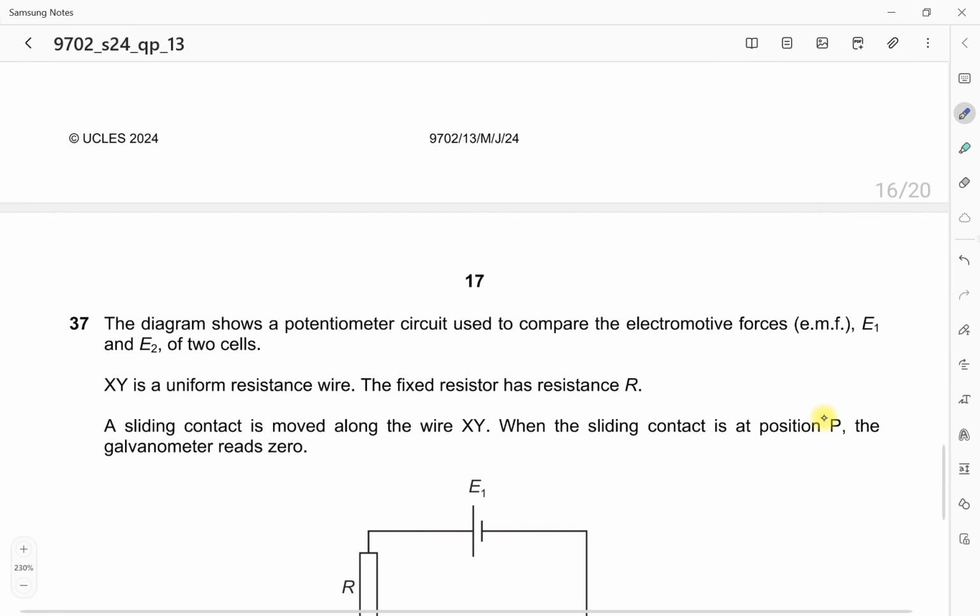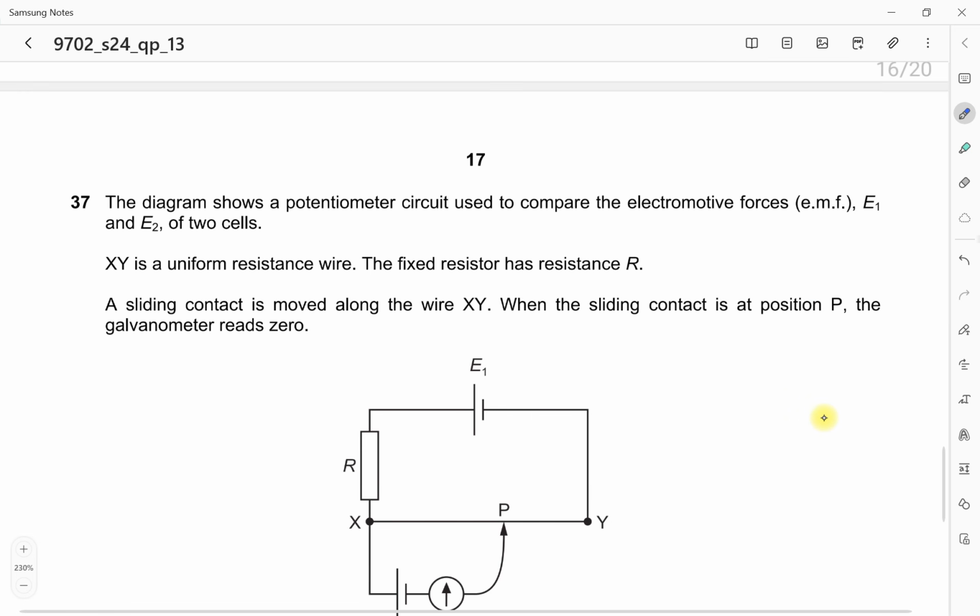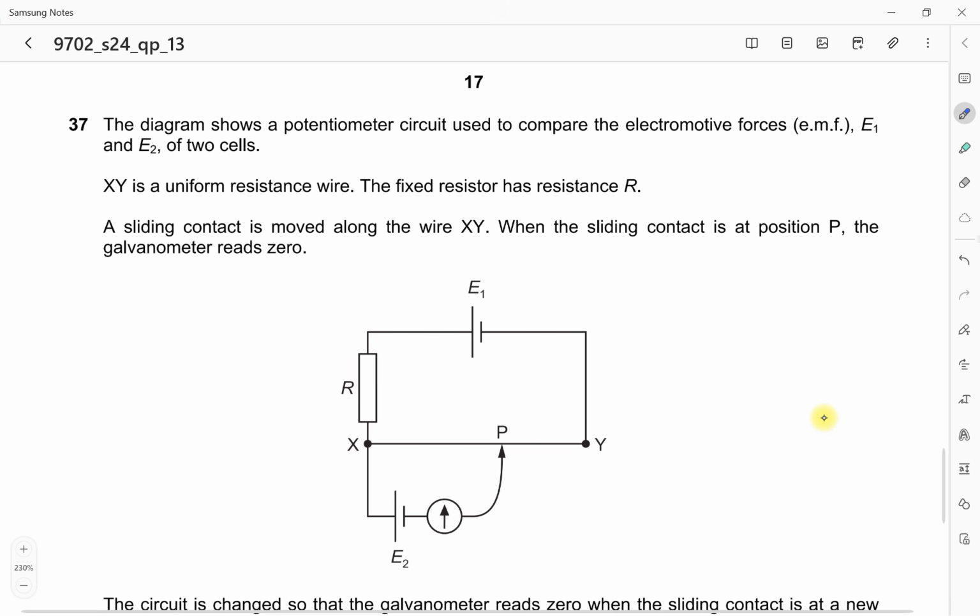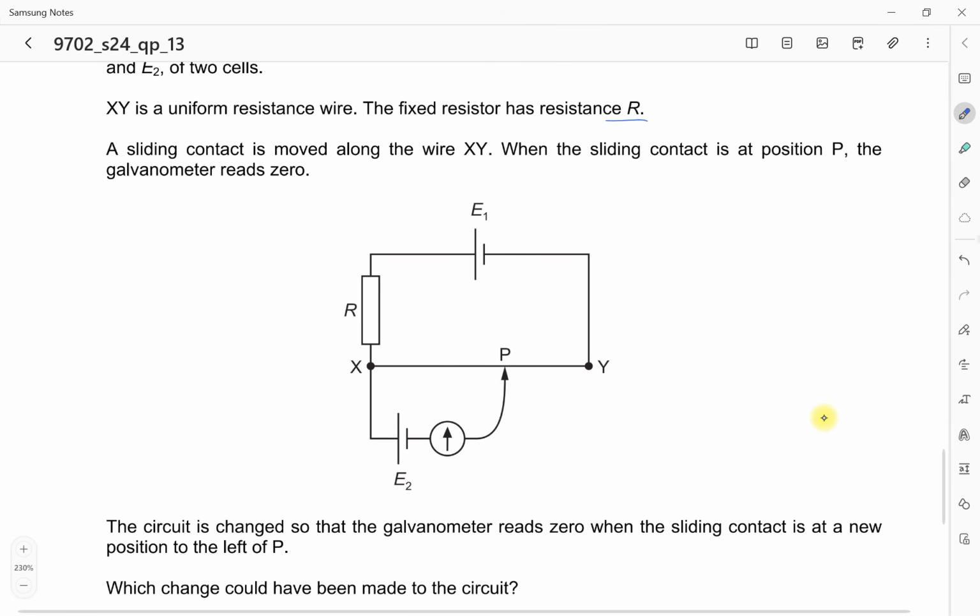The diagram shows a potentiometer circuit used to compare EMF E1 and E2 of two cells. XY is a uniform resistance wire. The fixed resistor has resistance R. A sliding contact is moved along the wire XY. When the sliding contact is at point P, the galvanometer reads 0. So when the galvanometer reads 0, it means the PD across XP is the same as the EMF. And assuming the cell has negligible internal resistance, its EMF must be constant.